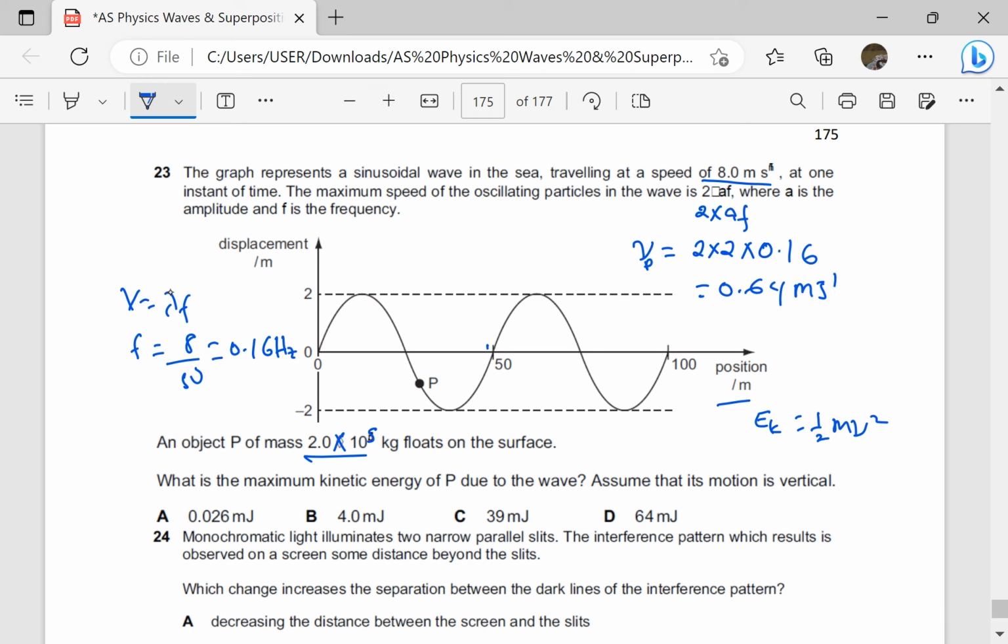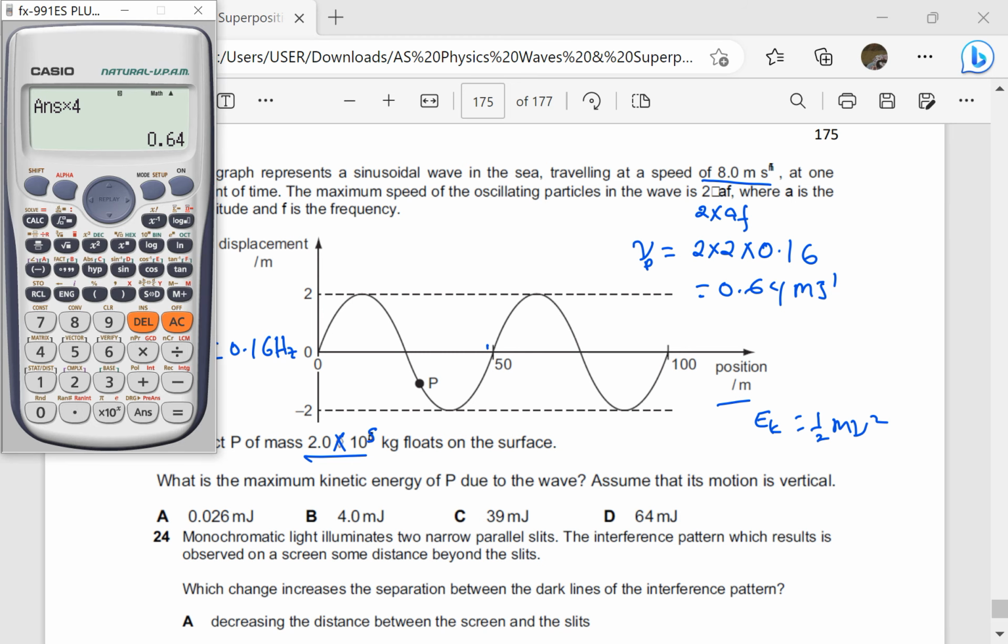Now we want the maximum kinetic energy. So a half times m times v squared. So that one squared times the mass, which is 2 times 10 power 5. I hope this is correct, I couldn't see it clearly. Then we divide this by 2, which is 40 times 40, that is 40,960.